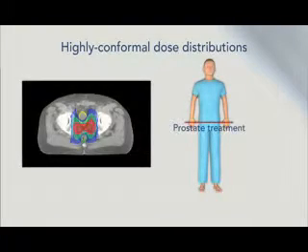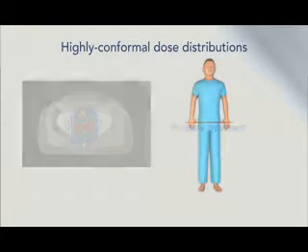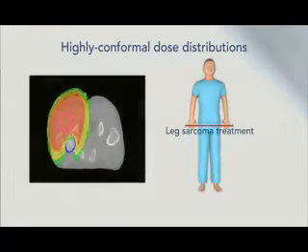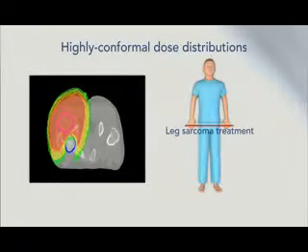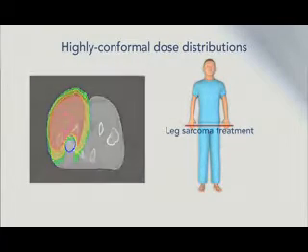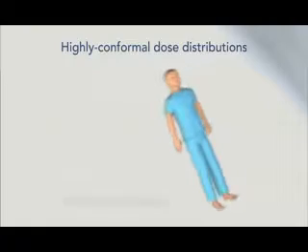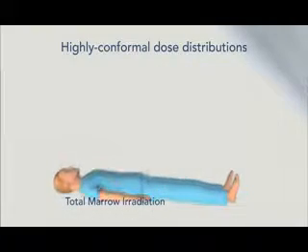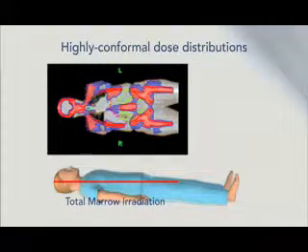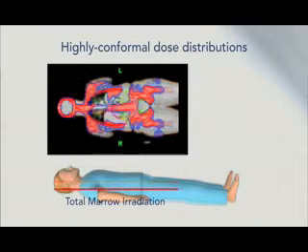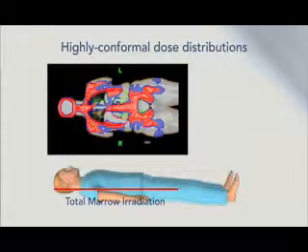Treatment of the prostate and seminal vesicles while keeping dose away from the adjacent bladder and rectum is another challenge met by TomoTherapy. In this leg sarcoma case, keeping the high-dose region away from the right femur was a key objective. A technique known as total marrow irradiation, or TMI, can be used as preparation for a bone marrow transplant.